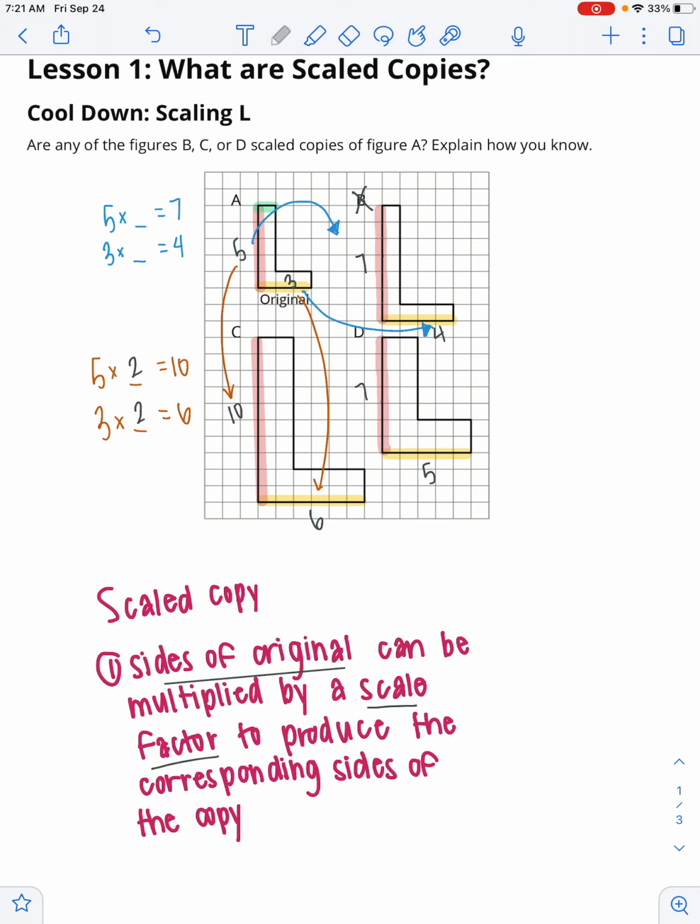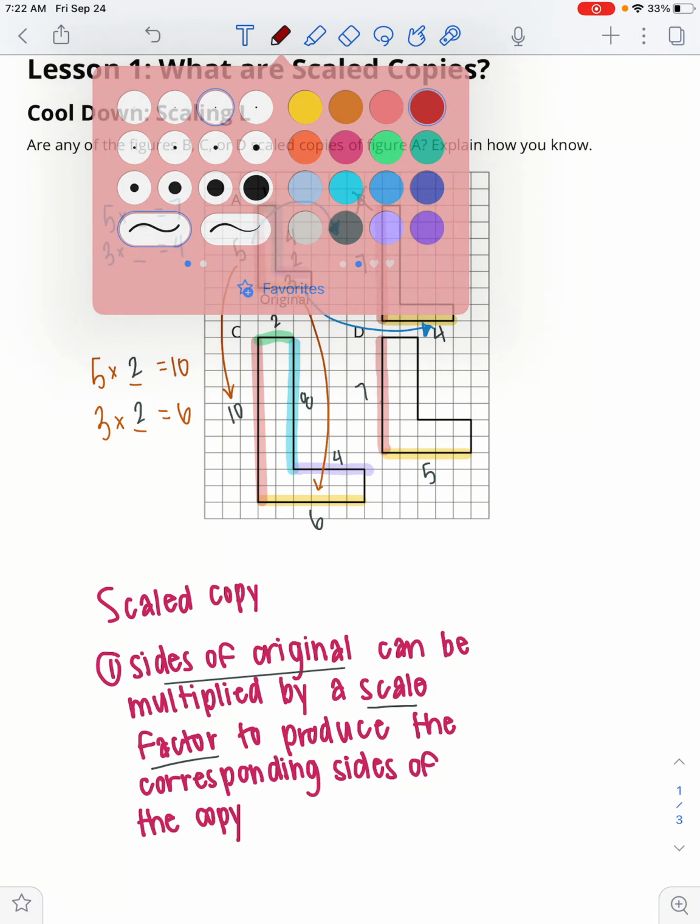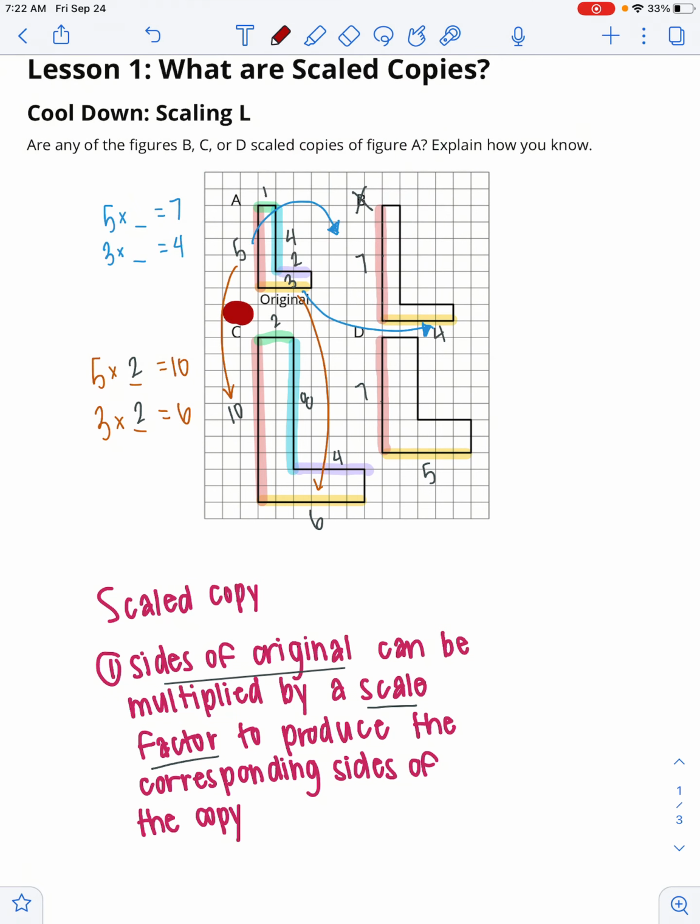So this side of A is 1, which means it should be 2 on C. That checks out. The inside length of A is 4, which means it should be 8 on C. Looks like that checks out. And the inside width on A is 2. Right here, this is 2, which means it should be 4 on C, and that checks out as well. So because all the sides of C are double the sides of A, we know that C is a scale copy of A. And so our answer is C. C is a scale copy.